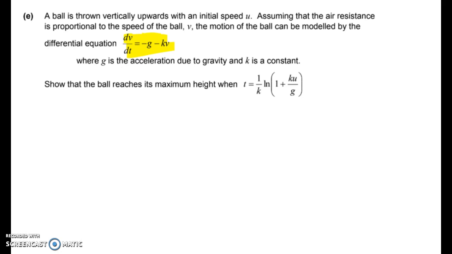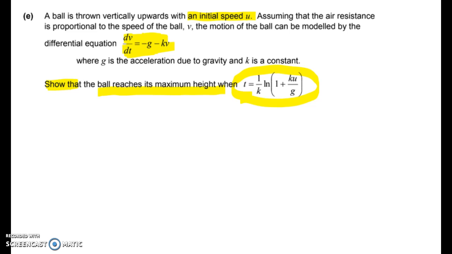So we're told that we've got a DE, which is modelling the motion of a ball that has been thrown vertically upwards, and it's got an initial speed of u. What we have to do is to show that the ball reaches its maximum height when t is equal to this. So it's a show that question, no skipping any steps. And we've got to think about what maximum height means.